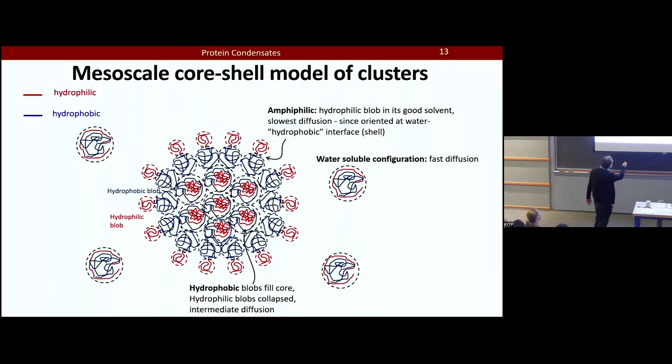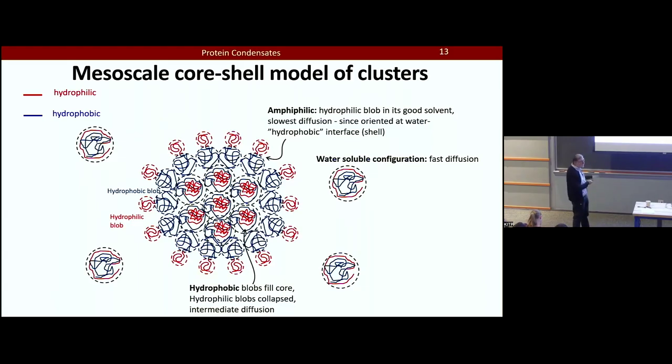You're oriented here by this blob wanting to be in the water, and this blob wanting to be in the core, and you can't just rotate because then you would violate the hydrophobic interactions that are causing this orientation, like a lipid at an interface or a soap molecule at an interface in the system. So these are the slowest rotational diffusion times, and that's known also for liquid crystals and other systems.